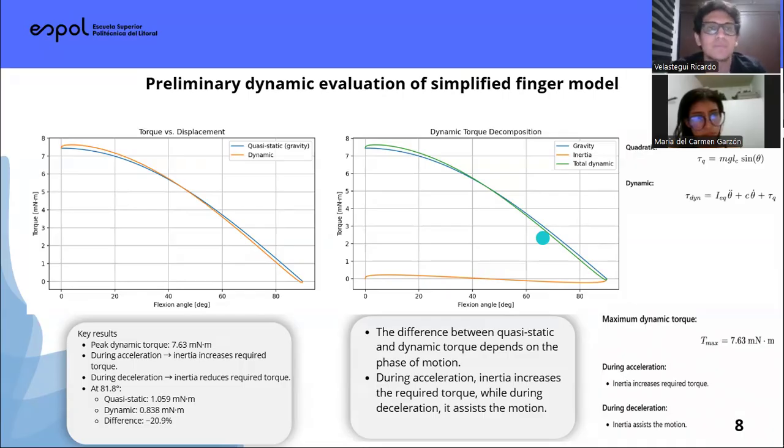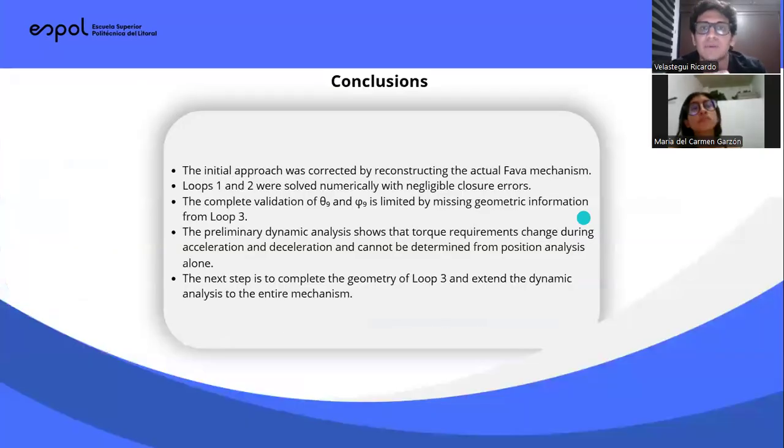So, the conclusion: the initial approach was correct in reconstructing the actual FABA mechanism. Loops 1 and 2 were resolved numerically with negligible closure errors. The preliminary dynamic analysis showed that the torque requirement changes during acceleration, and this acceleration can be determined from position analysis. The next step is to complete the geometry of loop 3 and extend the dynamic analysis to the entire mechanism.